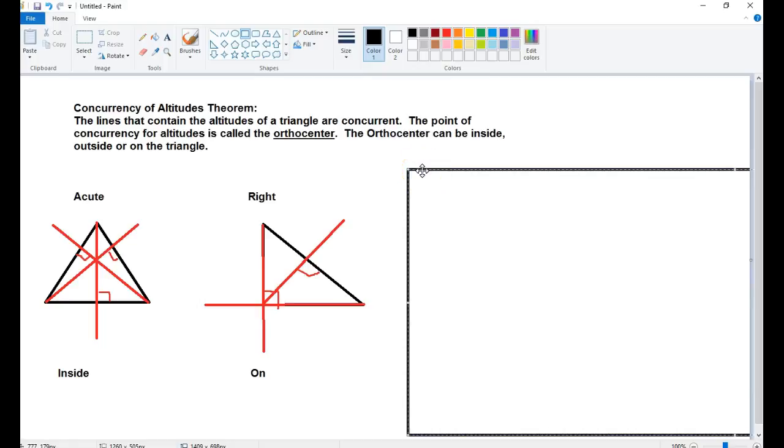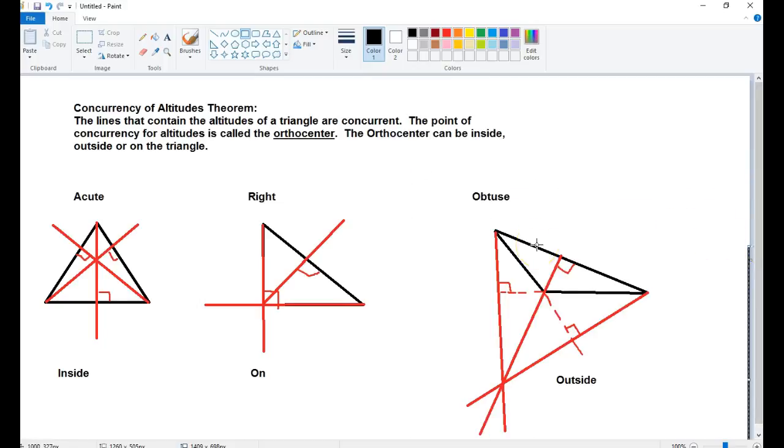And then for obtuse triangles, it's way outside. So this is just way outside for this example. But notice how if I extended this line out, if it was perfectly straight, it'd come down, and then this line here is coming down this way. So remember, I have to try and extend the lines out to get the different ones. So obtuse is going to be outside.